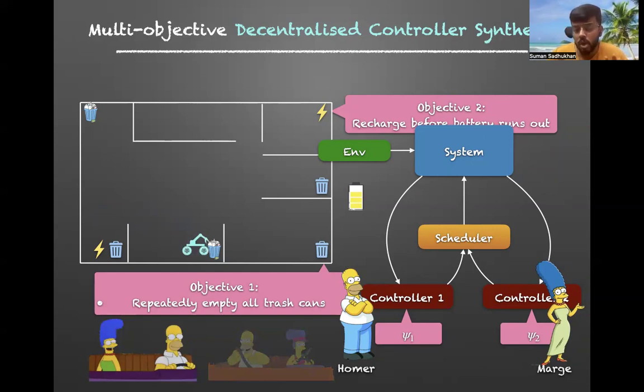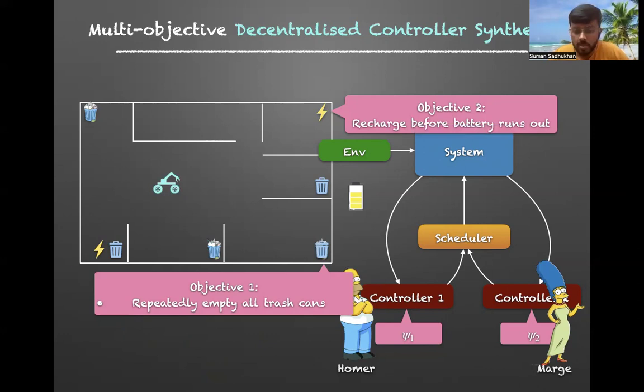So this is what we want. We want two controllers which will only care about their own objective, but we want to compose them together so that at the end both objectives are satisfied, because these are two overlapping objectives, in the sense that both of them actually can be satisfied, unlike, say, the zero-sum version. So this is what we are interested in.